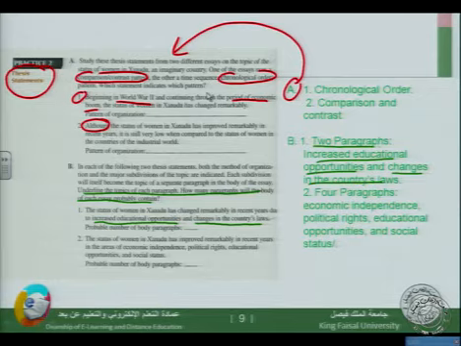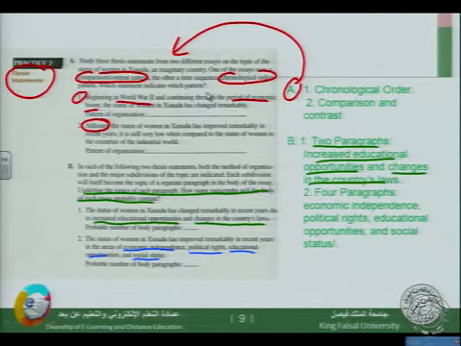Okay? Number 2, the status of women in Alexandria has improved remarkably in recent years in the areas of economic independence, political rights, educational opportunities, and social status. Okay, probable number of body paragraphs. We have 4. How many? أول issue, economic independence, political rights, educational opportunities, and social status. So we have 4. So how many paragraphs do you expect in the body paragraph? We have 4. إذا ممكن we can expect the number of body paragraphs from the thesis statement itself.